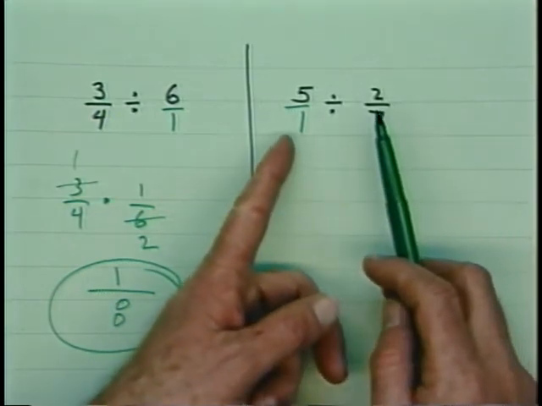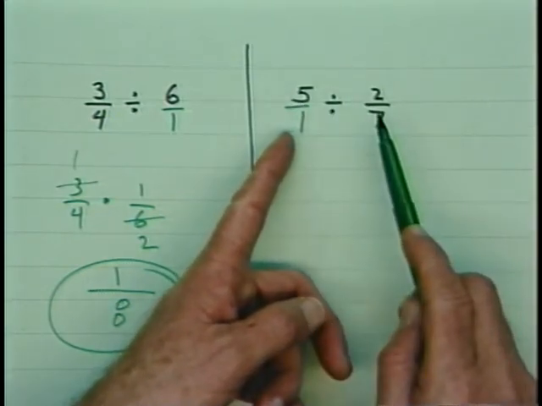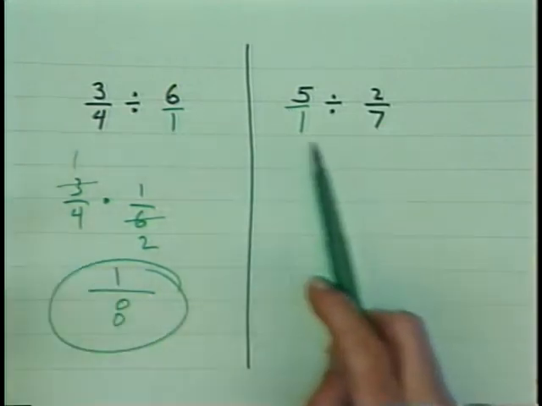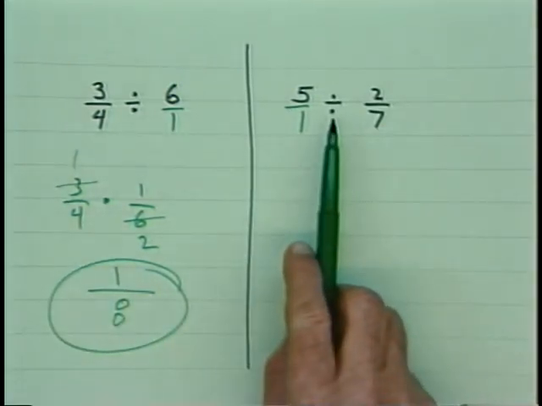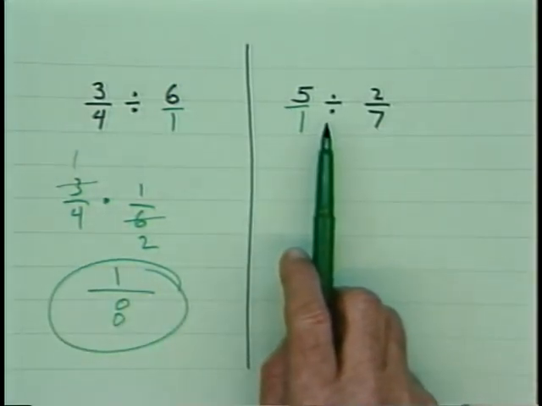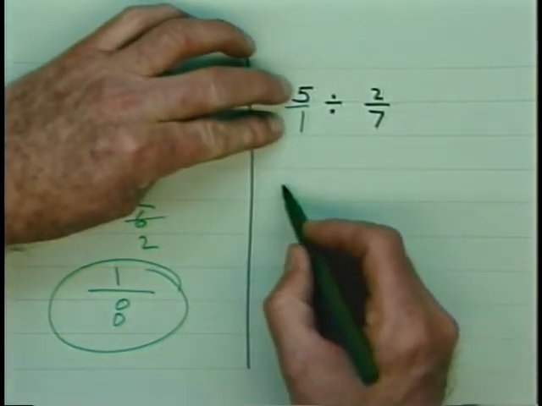Now over here I'm dividing the whole number by the fraction rather than the reverse of this, but the rule for division stays absolutely the same. So we leave the first number alone.